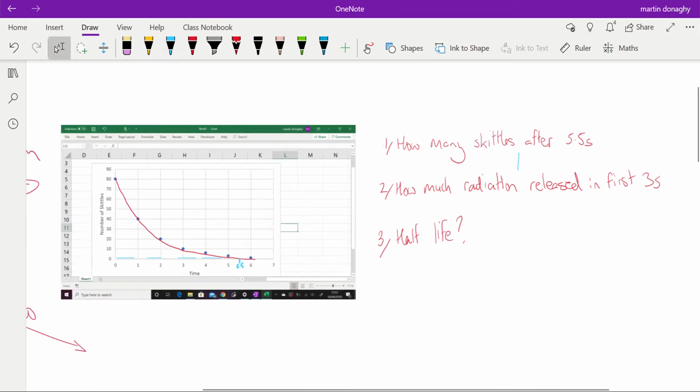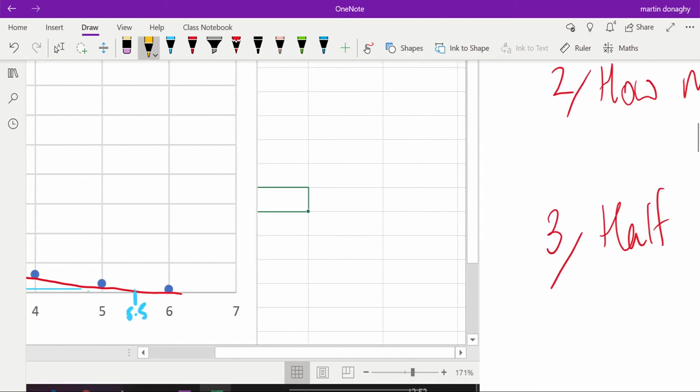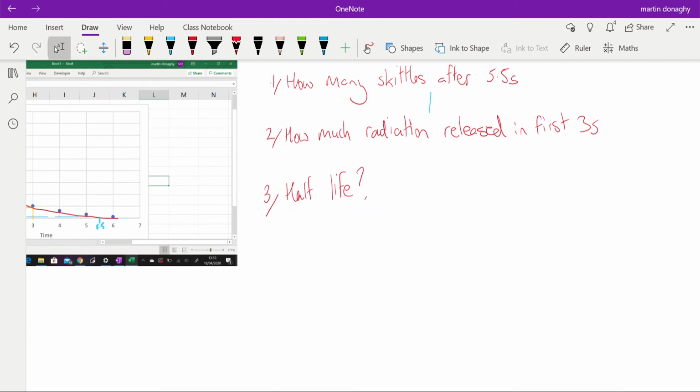How much radiation is released in the first 3 seconds? Well, if we go to our 3 seconds and draw a line up. Now I should really take it off the line, but if I'd drawn that smooth line properly, it would have gone through that point. So I'm just going to go across from there. From the curve, even though it doesn't go through that point, it's at about 9. So I'm going to say there are 9 Skittles remaining, but that doesn't answer my question, because my question is how much radiation has been released.